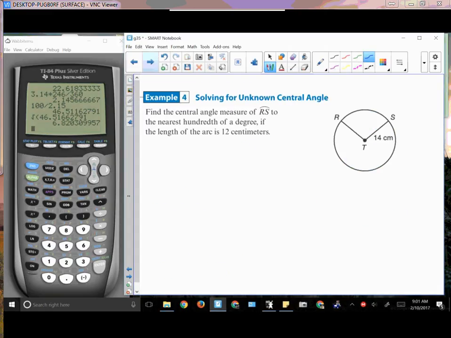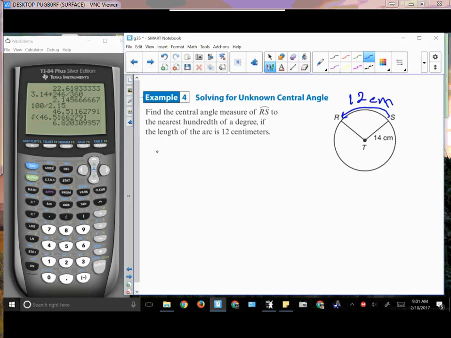Can I solve for an unknown central angle? Sure I can. What information have I been given? Well, it says the length of the arc is 12 centimeters, so that means that this is 12 centimeters up here, going around from here to here. So that means I am going to have to use the other formula.